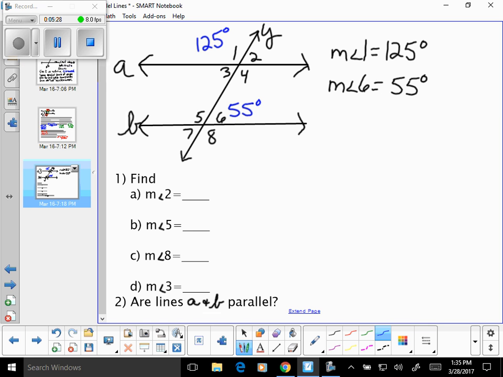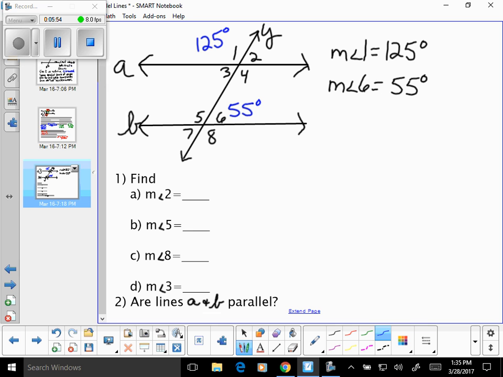In fact, if you jump down to number 2, that's the question I'm working with here. Now remember what I said on page 1 of your notes? If I can prove that I have corresponding angles congruent, or alternate interior angles congruent, or alternate exterior angles congruent, then I can prove that the two lines are parallel. So I'm kind of putting the whole idea together that way.